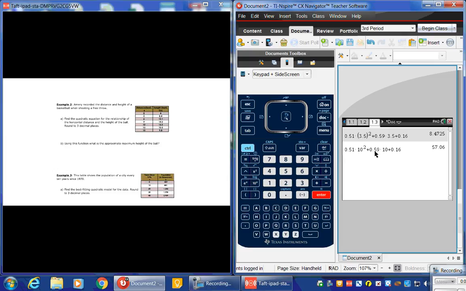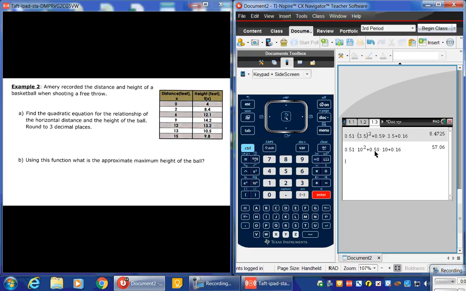Example 2. Example 2 says Amory recorded the distance and height of a basketball when shooting a free throw. So we're going to find the quadratic equation for this relationship of the horizontal distance and the height of the ball, and it says here to round to 3 decimal places. So here in my table I'm given x, my distance in feet, f of x, or y, remember f of x is y, is also my height in feet.